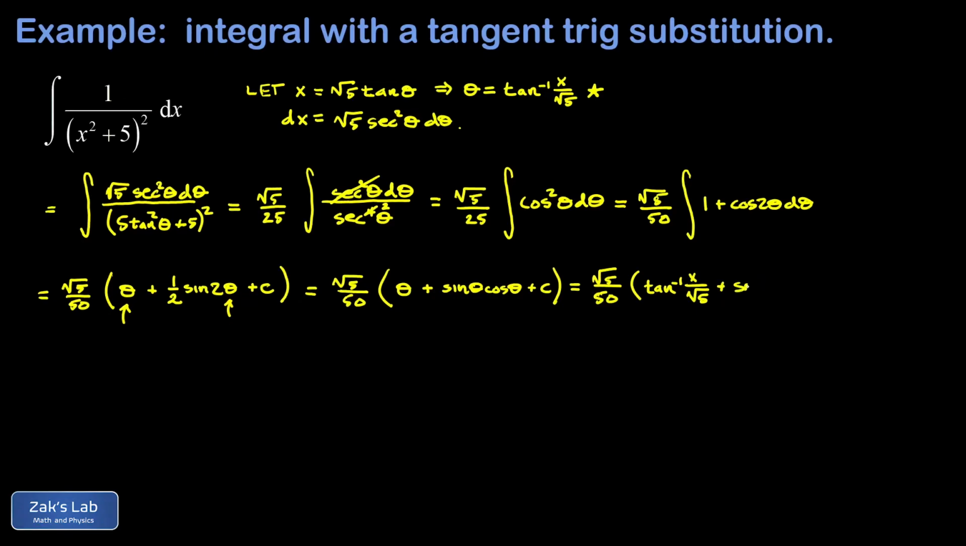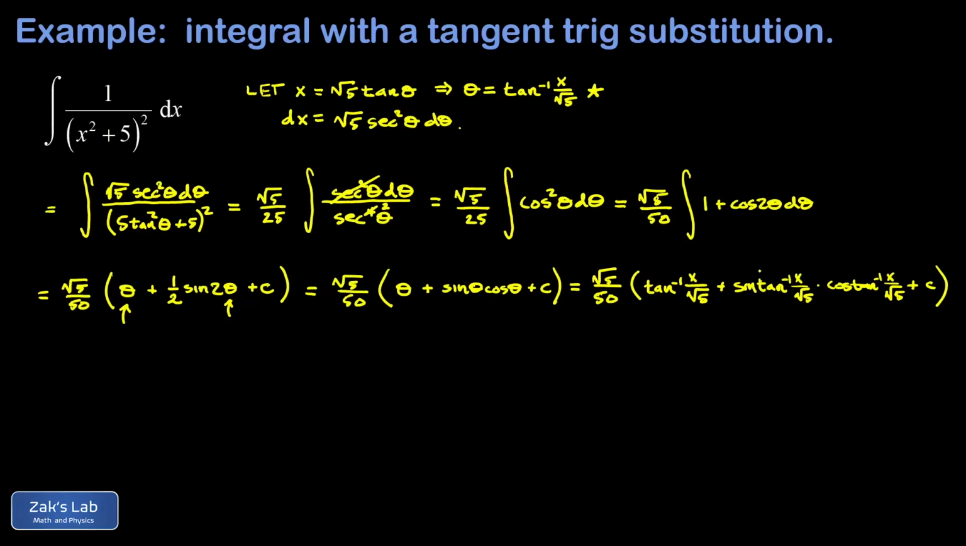And then I have the sine of the inverse tangent of x over root 5 times the cosine of the inverse tangent of x over root 5. Those pieces we have to deal with geometrically in just a second. And then I have a plus c.